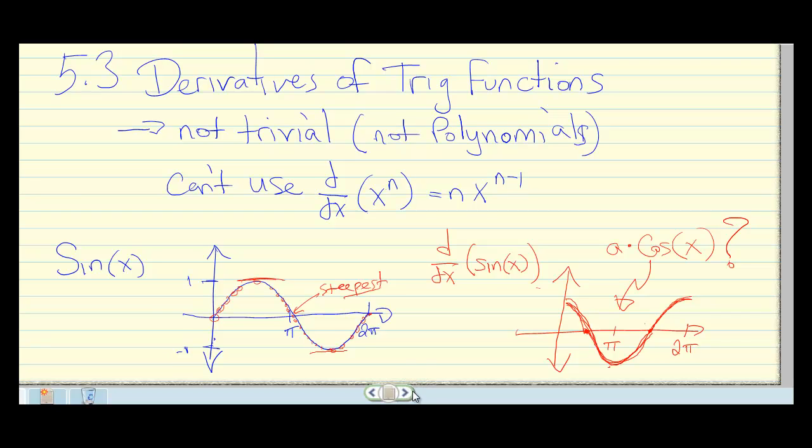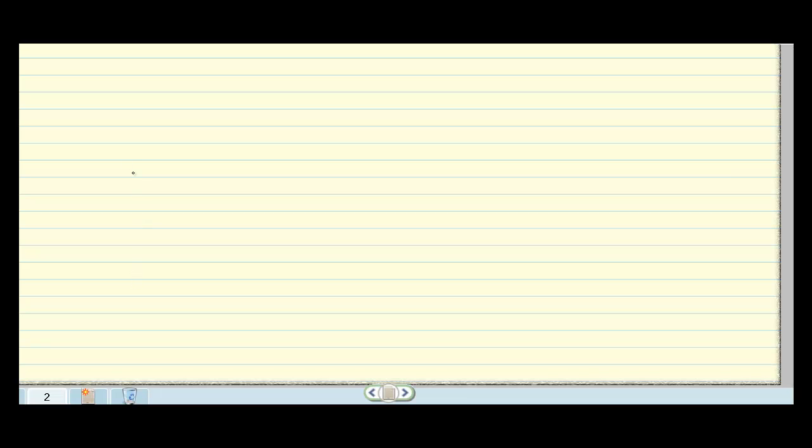Well, let's explore this in another way. So let's see if we can work out what this derivative actually is. So let's do this analytically. In other words, let's use some algebraic or analytic methods to figure this out. So we would like to figure out what the derivative of the sine of x is. We can use the fact that the derivative of any function is defined as the limit of the secant slopes.